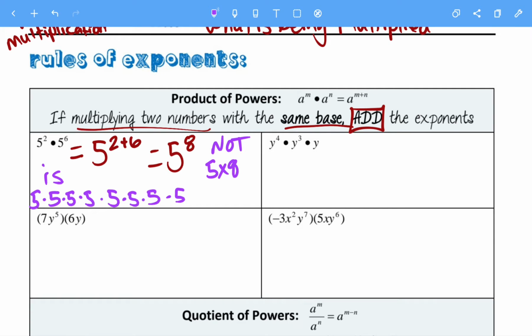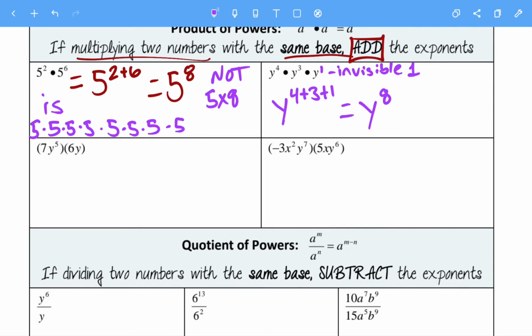Let's look at this next example. We have y to the fourth times y to the third times y. There is an invisible 1. So we're going to do the same thing. Our base is y. That is raised to the 4 plus 3 plus 1, which is y to the 8th.